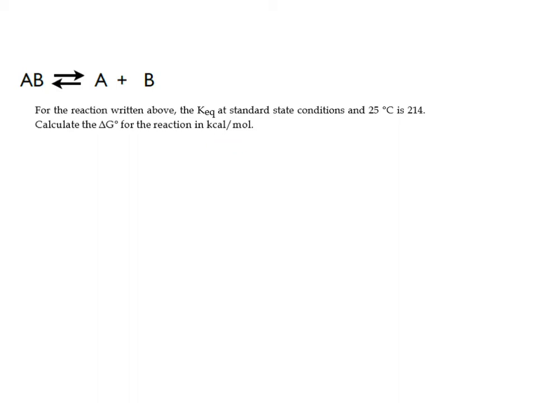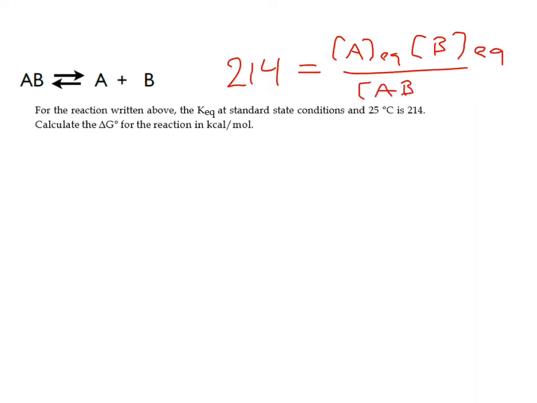First thing we want to do is try to get a little bit of intuition. So this thing is falling apart. Does it want to fall apart? Well, that's what we're trying to figure out in free energy terms. But we know already a little bit about the tendency. We know that its KEQ at standard state conditions is 214. So 214 is equal to A at equilibrium times B at equilibrium all over AB at equilibrium.